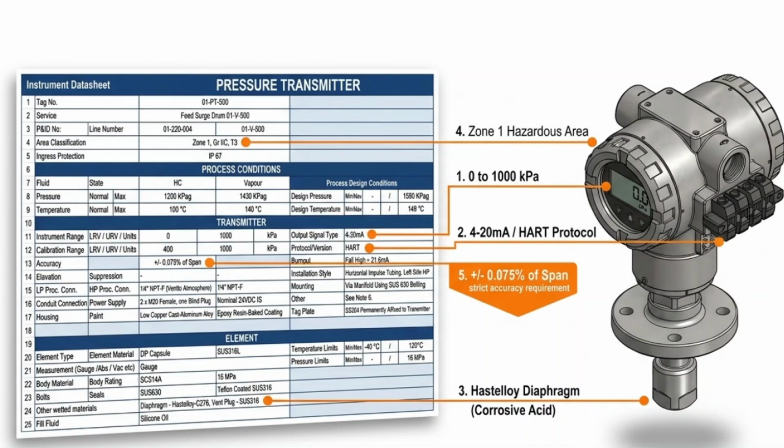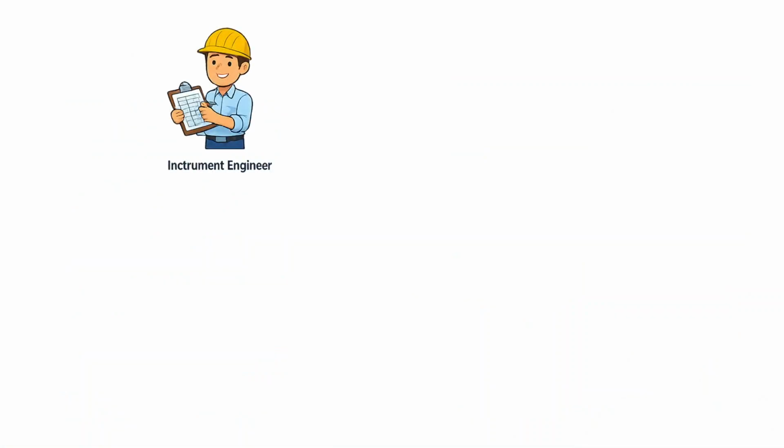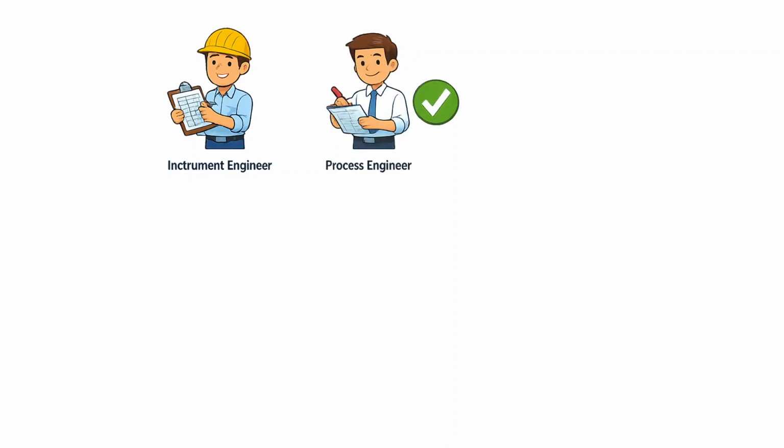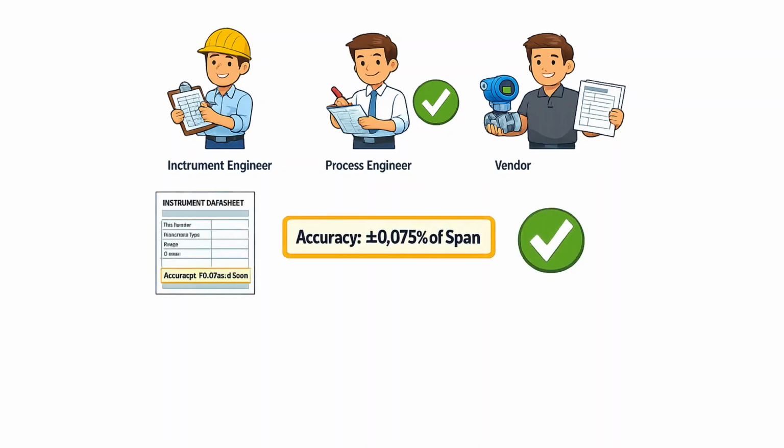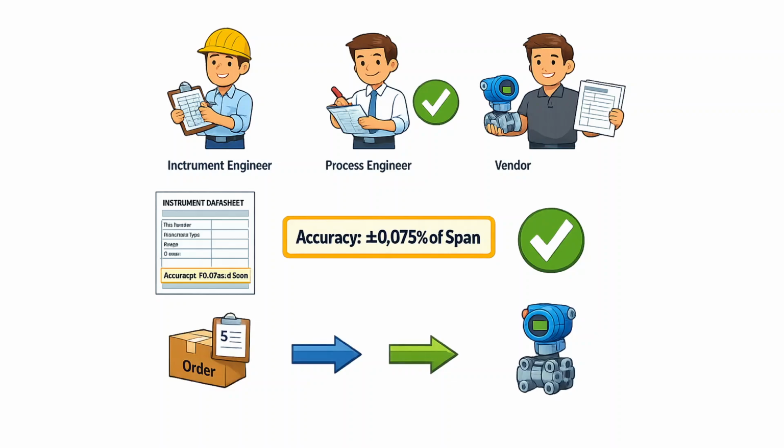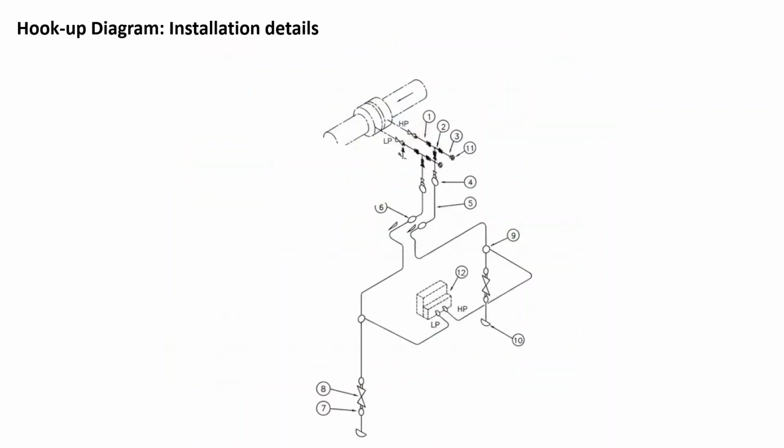Datasheets are generated by the instrument engineer, reviewed by the process engineer, and then handed to vendors for procurement. If the datasheet says the instrument needs to be accurate to plus or minus 0.075% of span, as we see in the example from the slide, then that's exactly what the vendor must supply. No guessing, no assumptions.